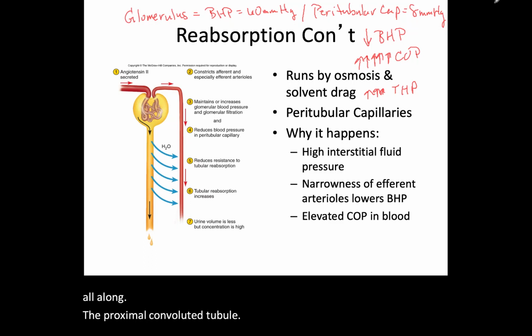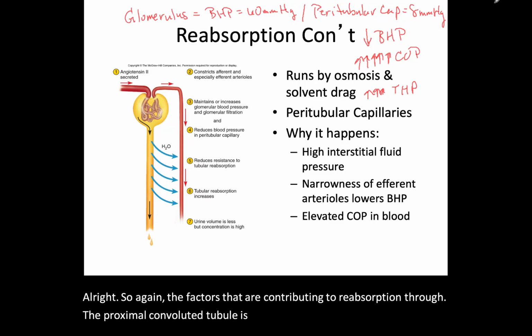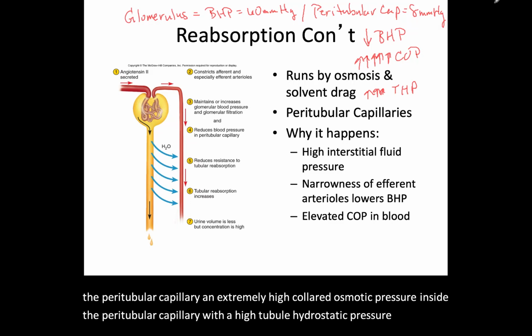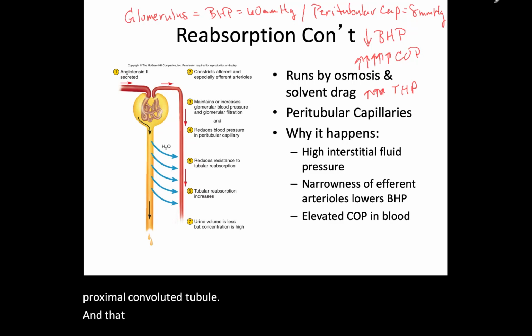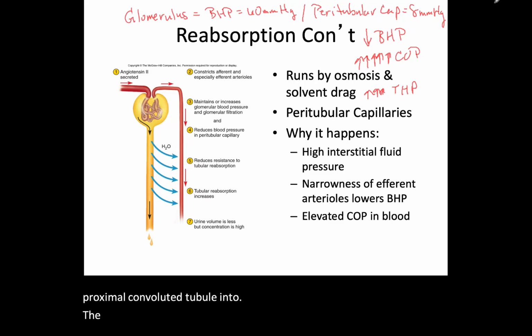All right. So again, the factors that are contributing to reabsorption through the proximal convoluted tubule is a low blood hydrostatic pressure inside the peritubule capillary, an extremely high colloid osmotic pressure inside the peritubule capillary, with a high tubule hydrostatic pressure inside the proximal convoluted tubule. And that drives reabsorption. That drives the movement of water from the proximal convoluted tubule into the peritubule capillary.